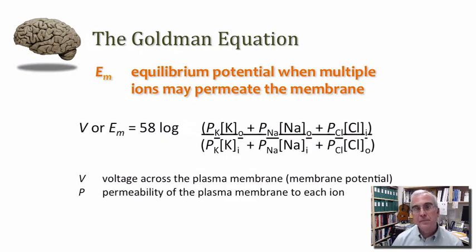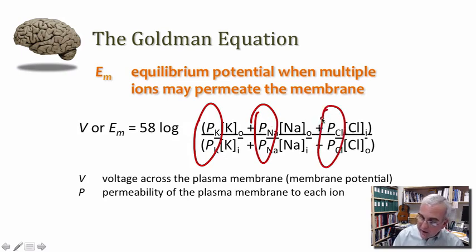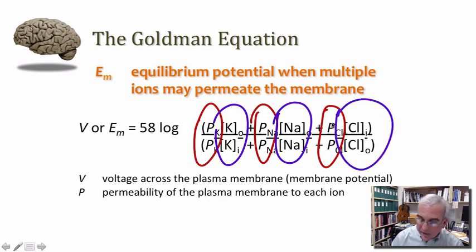And the Goldman equation really is an expansion of the Nernst equation that considers the situation when there are multiple permeant ions. So what we have in the Goldman equation are terms that allow us to account for the permeability of ions. That's what these P terms are. And we have concentration gradients with outside over in for potassium, for sodium, and then inside over out for chloride.